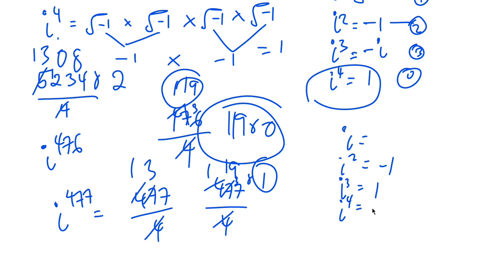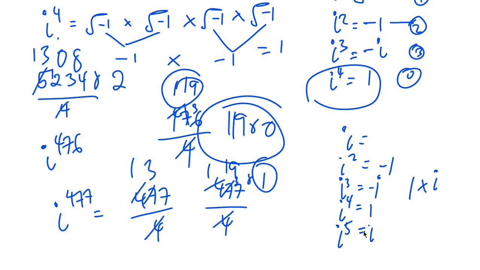I4 is, sorry, this is minus i, and I4 is 1. You will now notice that I5 will be 1 times i. Right? You see that the same sequence will continue again. So by dividing by 4, whatever the remainder is, you place it there.